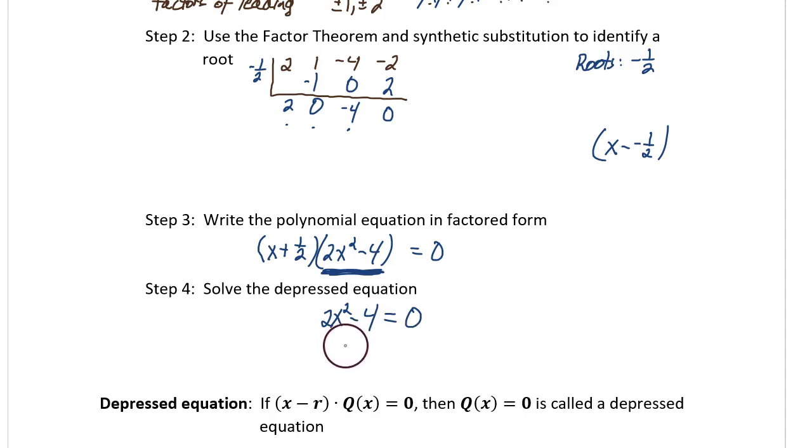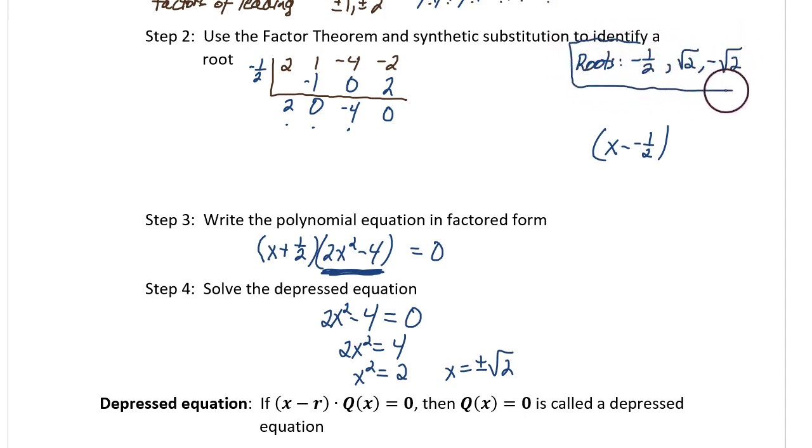One way to do this is to add the 4 to the other side. Then divide by the 2. Then to get x alone, take the positive and negative square root. And we discovered 2 more roots. So up here on the top corner of the screen, I was starting to write the roots out. We already found negative 1/2 using synthetic division, and now we found the square root of 2 and negative square root of 2 using traditional methods. So here are the 3 roots for our cubic equation.